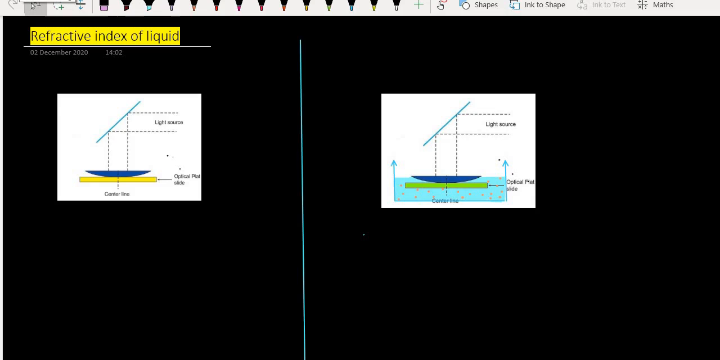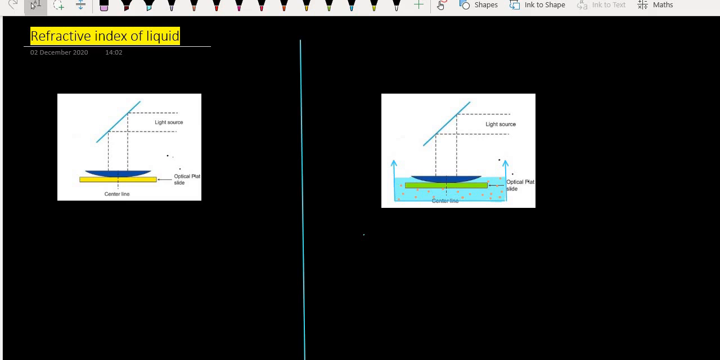The Newton's rings experiment is also used to find the refractive index of a liquid. In order to find the refractive index of the liquid, we need two different sets of experiments. One is with the air, which we were discussing throughout the videos. In the previous videos, we were discussing Newton's rings with the air film. And the second one will be new.